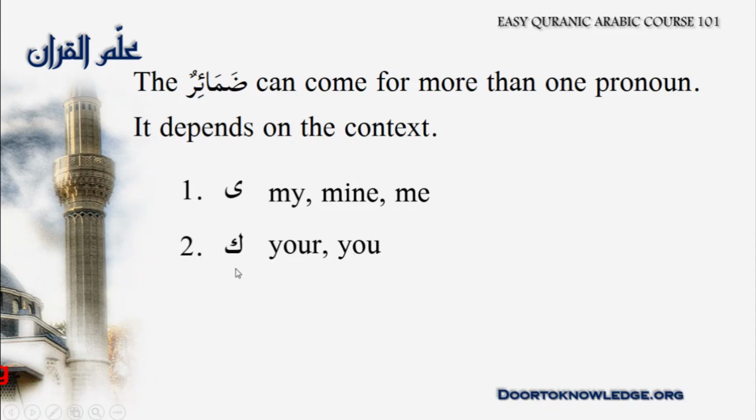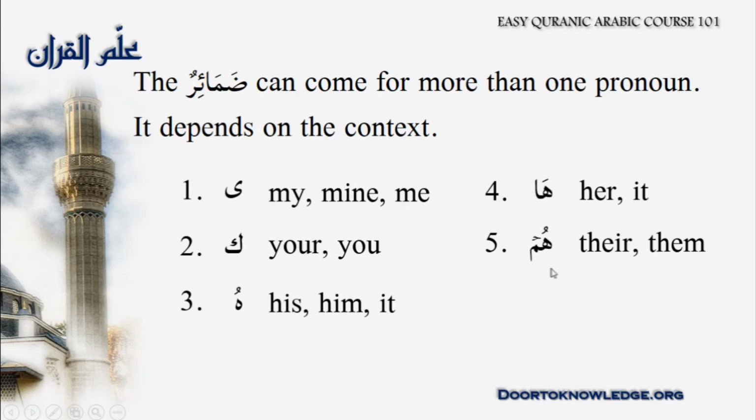The ضمير كاف can have the meaning of your and you. And hu can have the meaning of his, him, and it. And ha can have the meaning of her and it. And hum comes for their and them. Kum comes for your and you. It depends on the context.